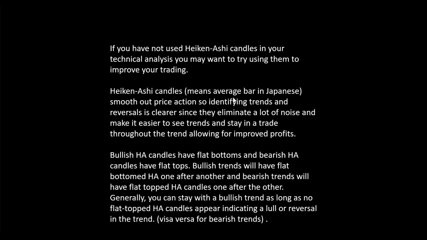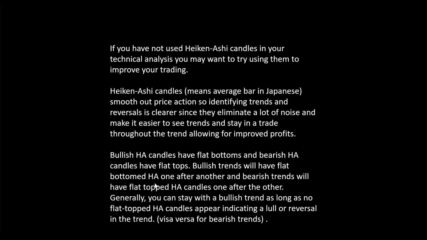Heiken Ashi means average bar in Japanese. The reason it smooths out the price action is it uses two candlesticks to create one candle. So it makes it easy to identify trends and reversals, makes it much clearer. Again, bullish Heiken Ashi candles have flat bottoms, and bearish Heiken Ashi candles have flat tops. This is all you really need to know about how the candle is constructed.